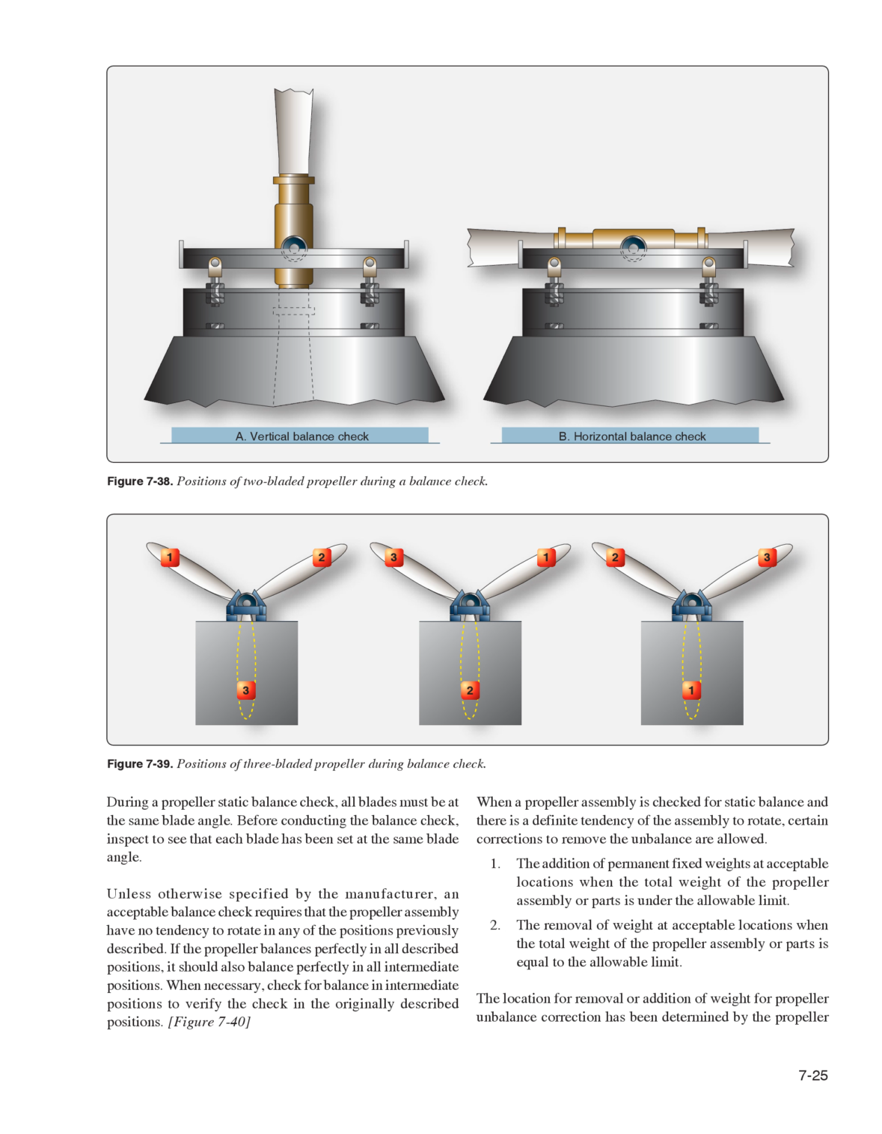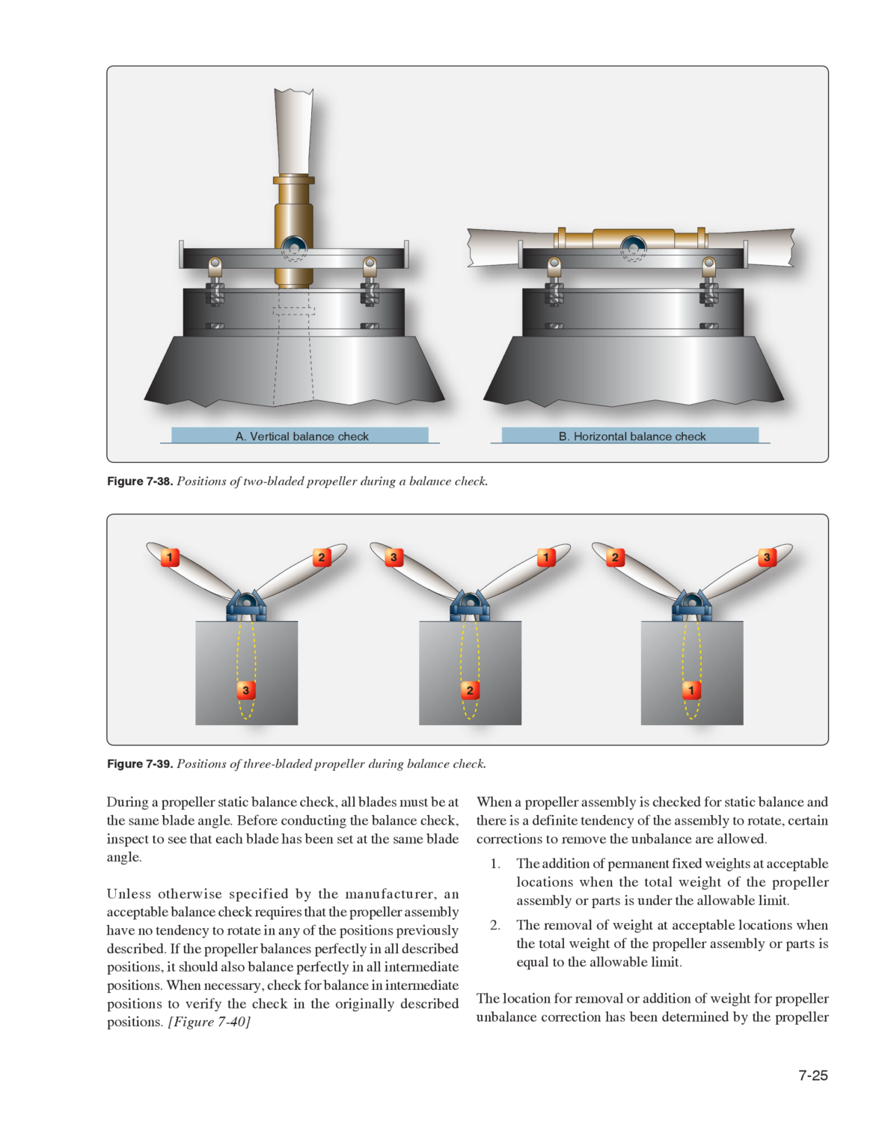Before conducting the balance check, inspect to see that each blade has been set at the same blade angle. Unless otherwise specified by the manufacturer, an acceptable balance check requires that the propeller assembly have no tendency to rotate in any of the positions previously described. If the propeller balances perfectly in all described positions, it should also balance perfectly in all intermediate positions. When necessary, check for balance in intermediate positions to verify the check in the originally described positions.